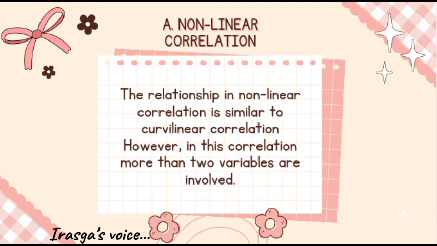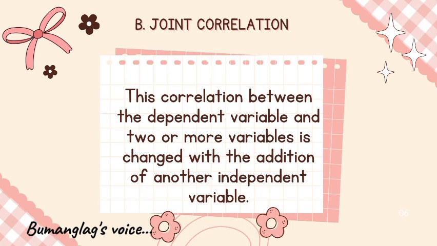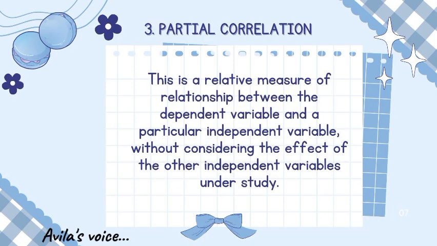A. Nonlinear correlation. The relationship in nonlinear correlation is similar to curvilinear correlation. However, in this correlation, more than two variables are involved. Letter B. Joint correlation. This is the correlation between the dependent variable and two or more variables, which is changed with the addition of another independent variable. Partial correlation.